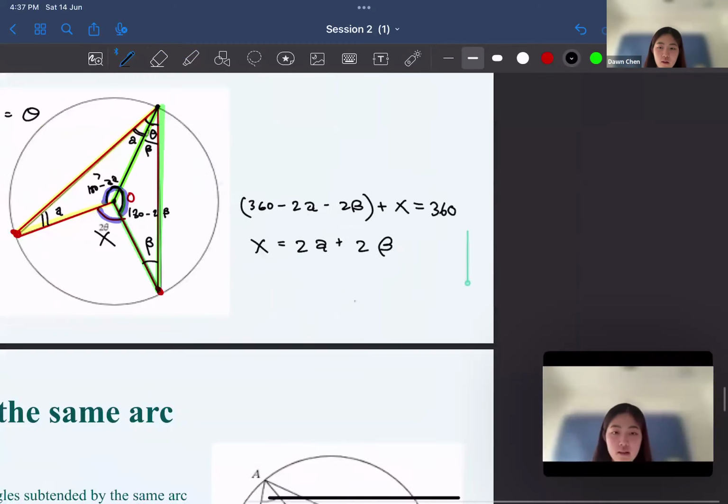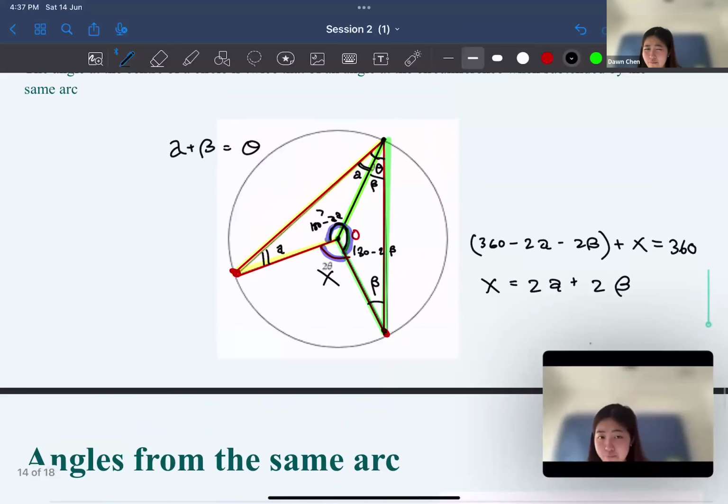Does that make sense to everyone so far? I have introduced a lot of variables, which is a little bit annoying. I'm sorry. But is everyone following so far? When I talk about x, I talk about this angle over here. I just named it randomly, x.